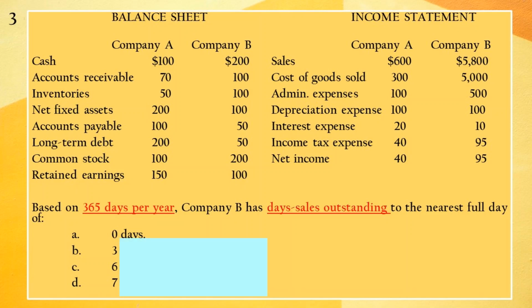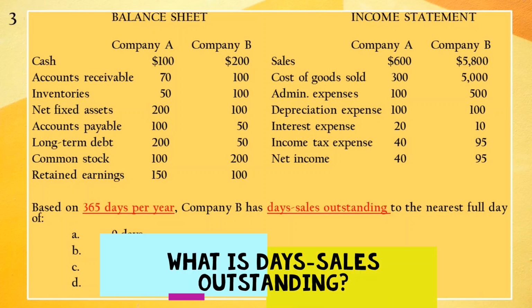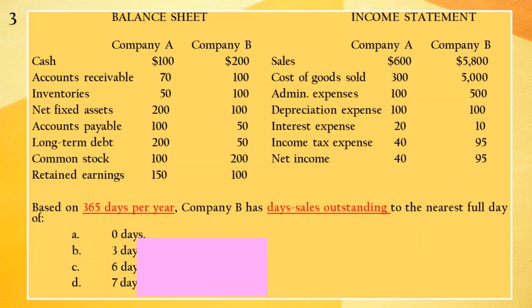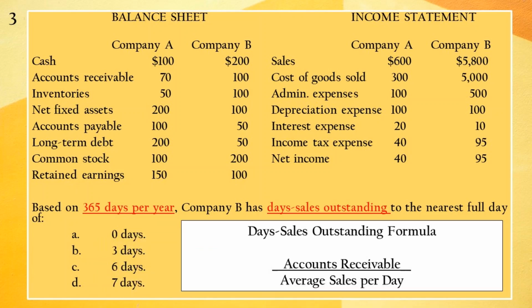And next, if you know what days sales outstanding is, that is accounts receivable divided by average sales per day. So where do you find accounts receivable? Well, that's in your balance sheet, and they give you the amount for Company B. Also, when they give you information for two or more companies, figure out which one they are asking for. Are they asking for Company A or Company B? That will help you make smarter decisions and avoid making mistakes when selecting your answers.